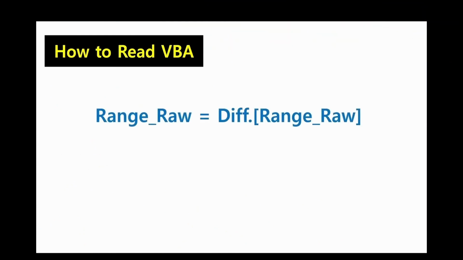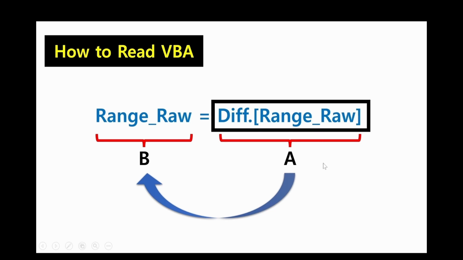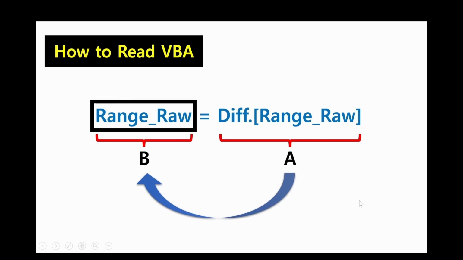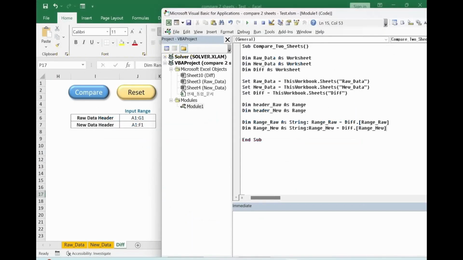Before we go further, for example, we have this coding. Let's say this is A, this is B. Normally we read it as B becomes A. However, in VBA, it has to go this way: A becomes B. So this part becomes this one. Remember, from right to left. Let's go back. So we define the value on sheets, going to be range row and range new.